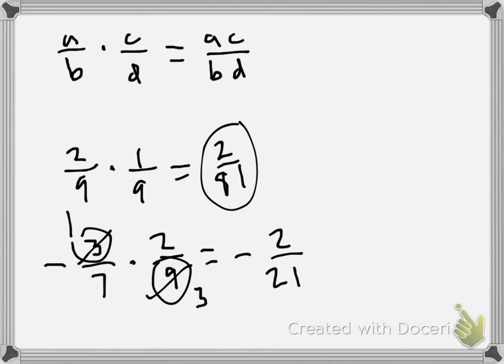And because, again, I took a second, I reduced it before I multiplied, as long as you're careful and thorough with checking for those common factors before you multiply, your answer is going to be in lowest terms and you'll be all set. Okay? Let's do another one.